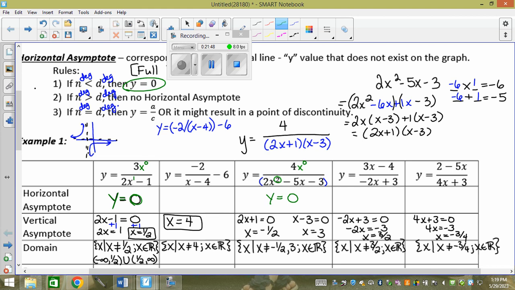We come to a pattern. The next one is degree what? The degree of the numerator is 1. The degree of the denominator is 1. Uh-oh. Stay the same.